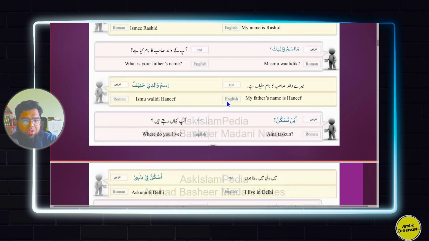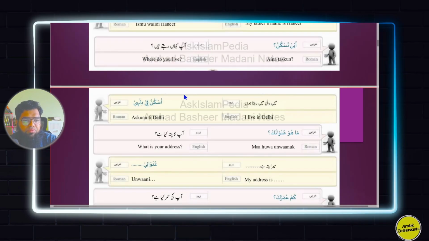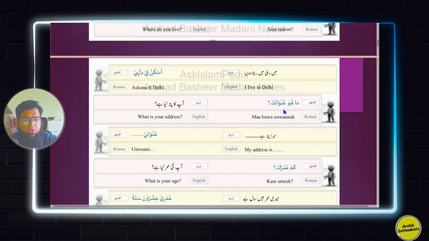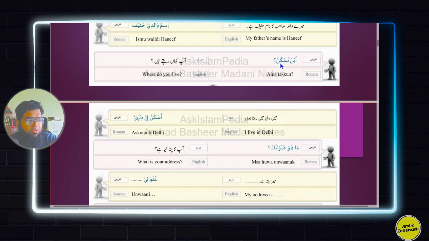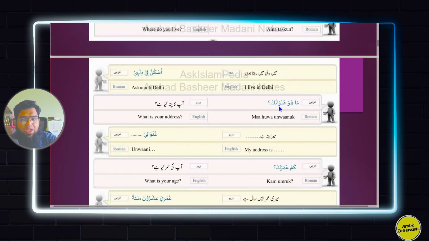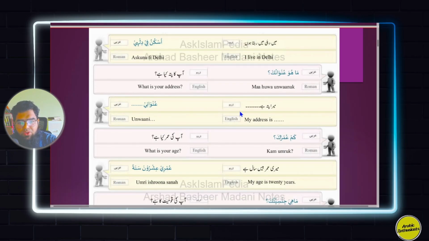Aina taskun, where do you live? Askunu fi Delhi. I live in Delhi. Ma huwa unwanuk? Unwan means, by the way, taskunu means you live. The ta is telling us you. Askunu, I live in Delhi. Ma huwa unwanuk? What's your address? Unwani, my address is so and so.